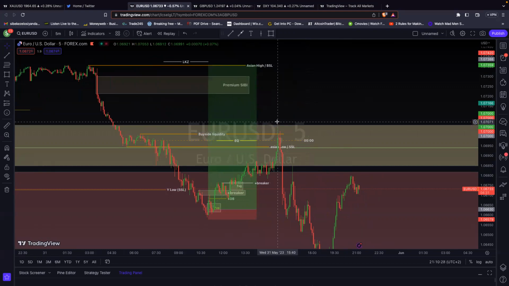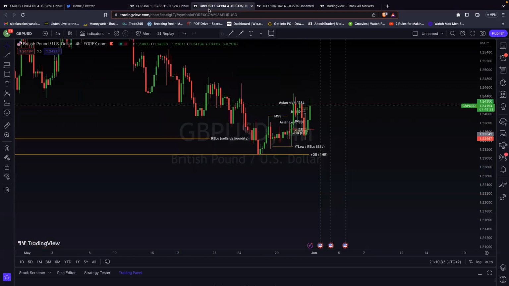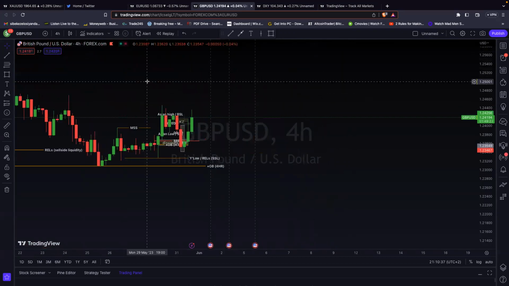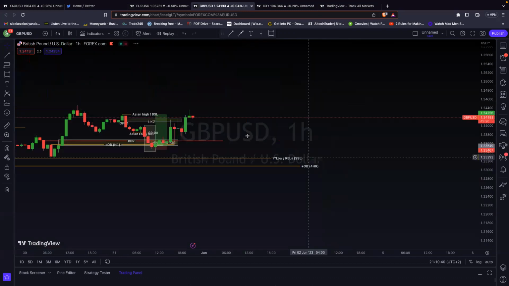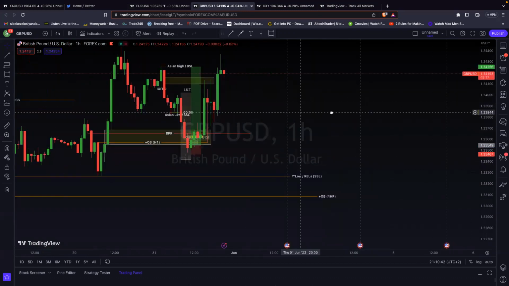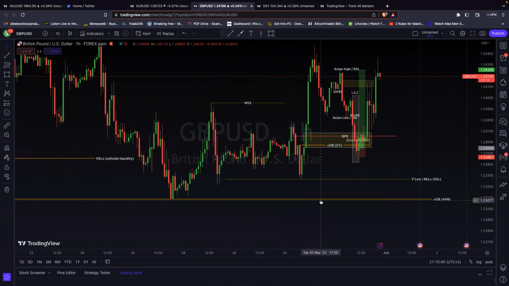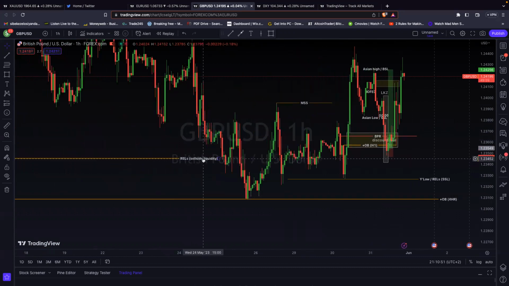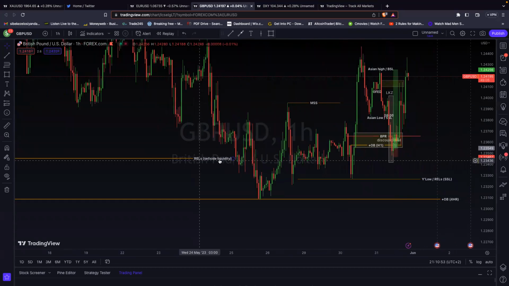Okay, and also I took GU on 4 hour. Let me go to 1 hour. So GU, if you look at GU on 1 hour, GU took out relative equal highs. I think it's on 4 hour, and then it took out this high, creating market structure shift. It came back to discount and it hit this order block here.